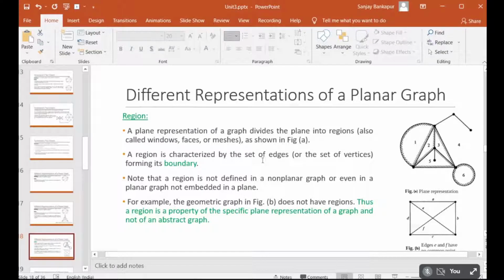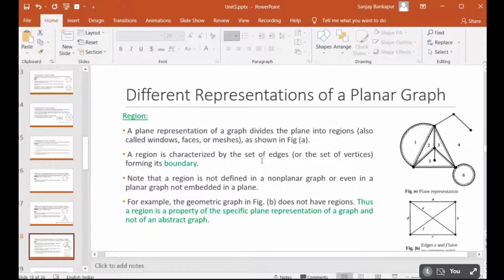Going to the next, a small concept under different representations of a graph: region. Now, we already have a fair idea what region is about. It is a space surrounded by some boundaries, right? Or the boundary can be through edges or a set of vertices. We'll see what actually it is.